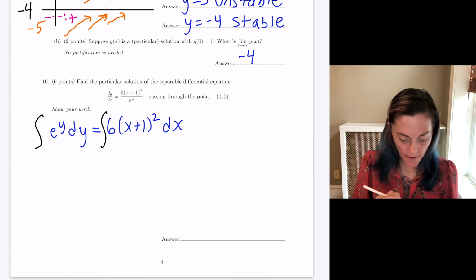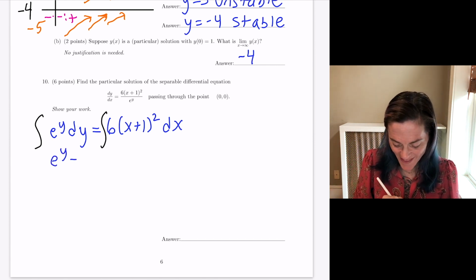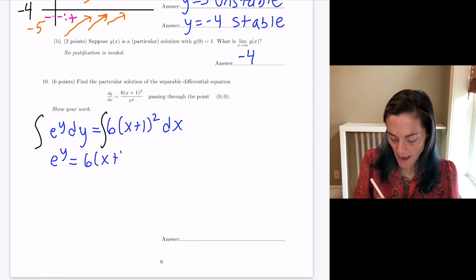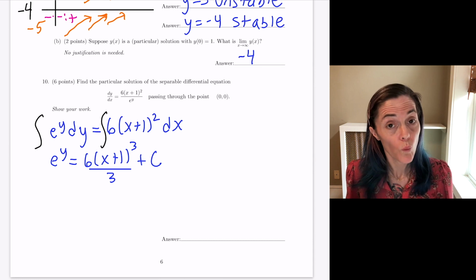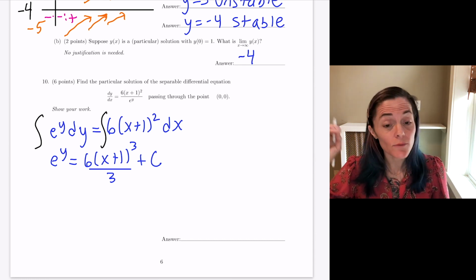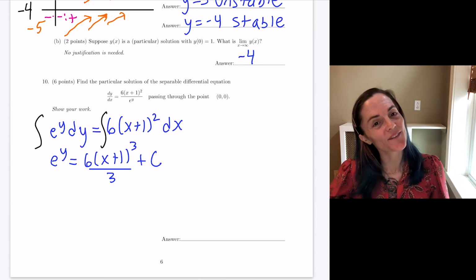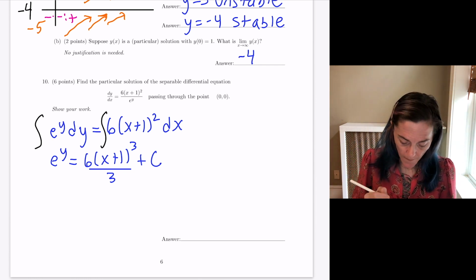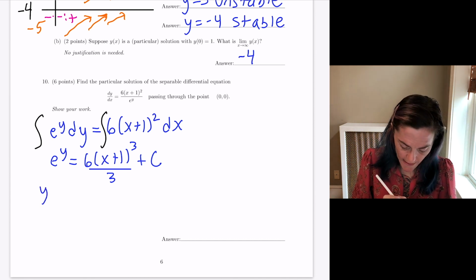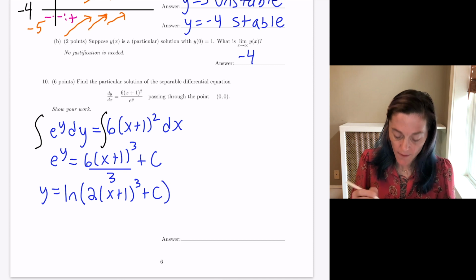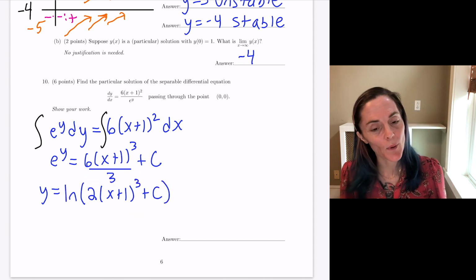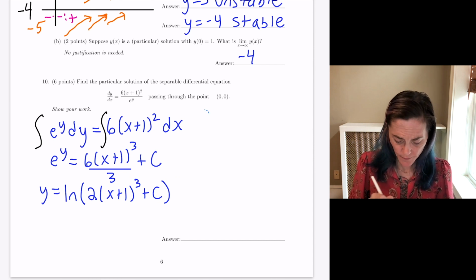I'm ready to integrate. The left-hand side, we have e to the y. The right-hand side, we have 6. We can add a power, divide by the higher power. Really, there's substitution here, but my inside function has derivative 1, so I just integrated. If you want to write the steps out for substitution, perfectly fine. Okay, well, y itself will be ln of this, so we have 2x plus 1 cubed plus c. The c is inside of the natural log. That's an important part.